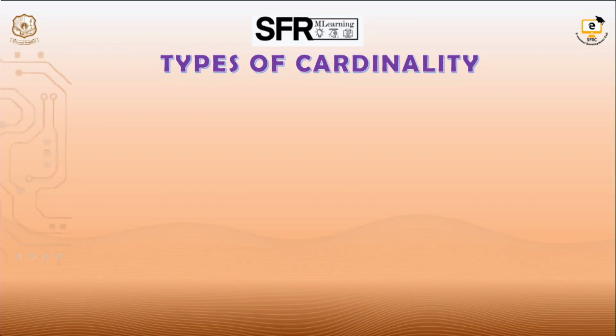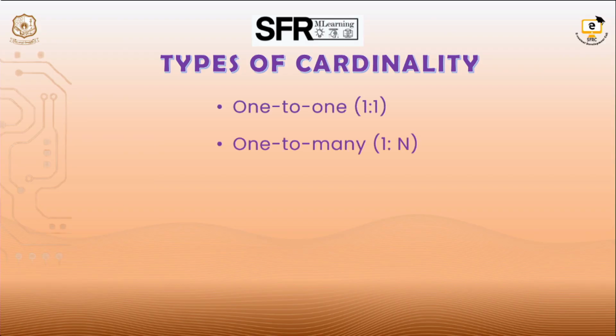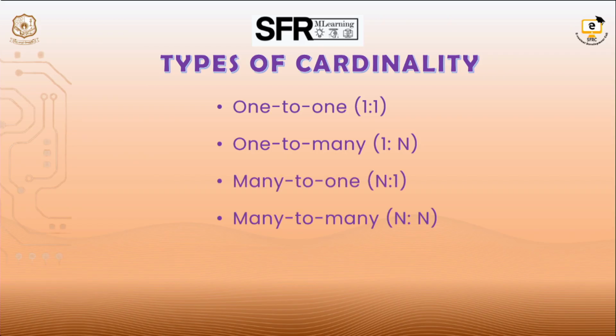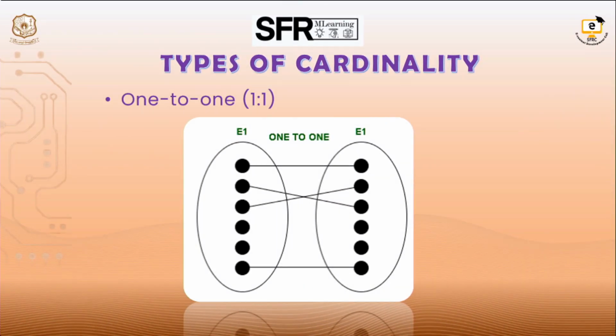Next, we are going to see the types of cardinality in the ER model. There can be four types of cardinality: one to one, one to many, many to one, and many to many. Let's see each of them in detail. First, one to one cardinality: this is when one entity in each entity set takes part at most once in the relationship. The cardinality is 1 to 1.